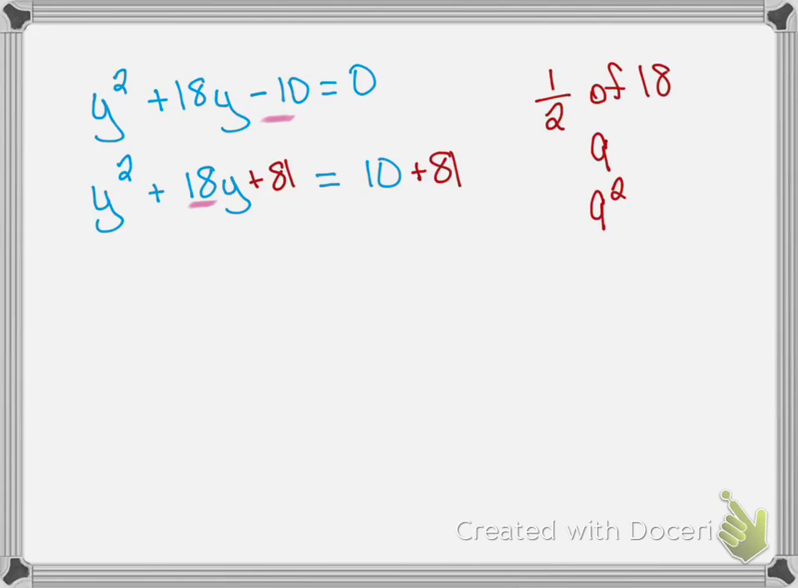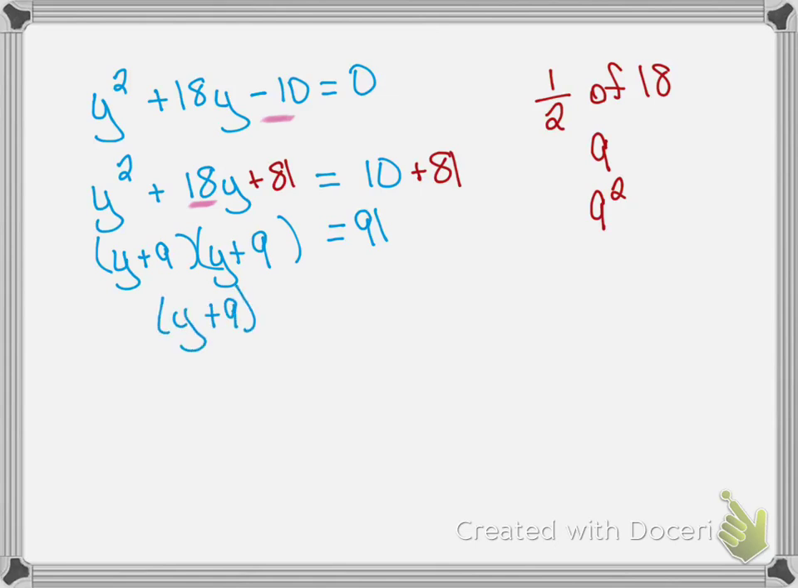And by design, this is a perfect square trinomial. If you don't get a perfect square trinomial, then you've done something wrong. 9 times 9 is 81. 9 plus 9 is 18. And we can rewrite that as y plus 9 squared.